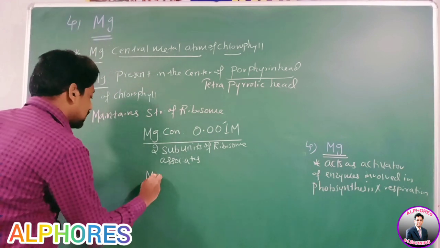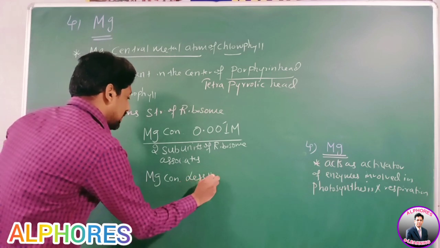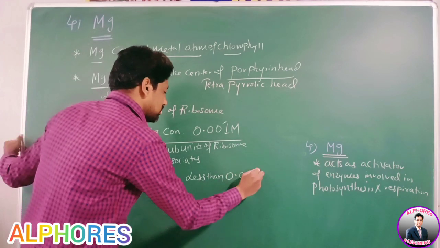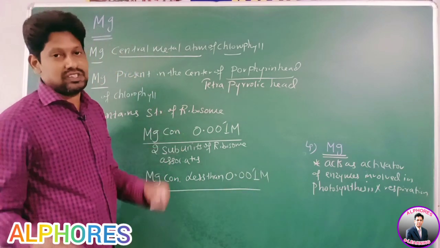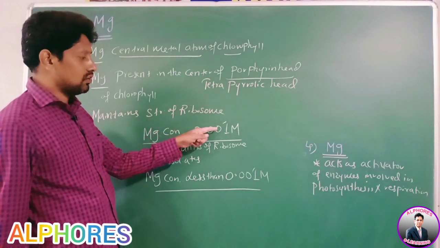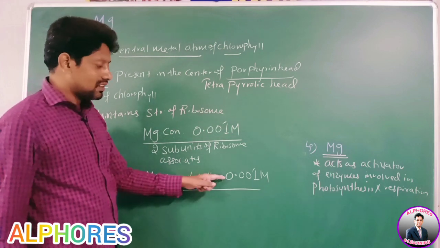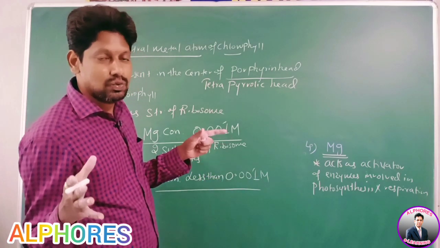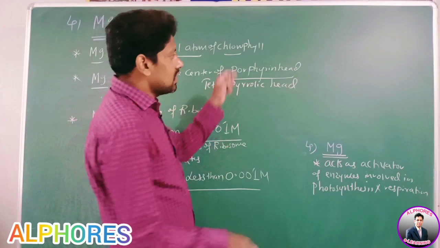Sir, if magnesium concentration is less than 0.001 M, then what happens, sir? The two subunits disassociate. The two subunits associate when magnesium concentration is 0.001 M, right? When magnesium concentration is less than 0.001 M, the two subunits of a ribosome get disassociated. Okay, right? Now go for the next one.